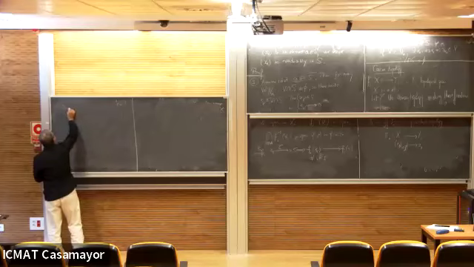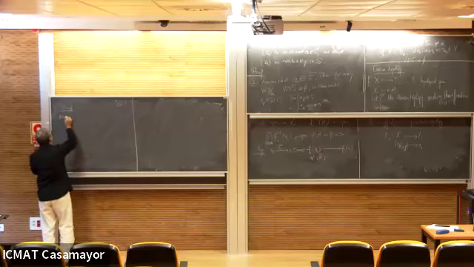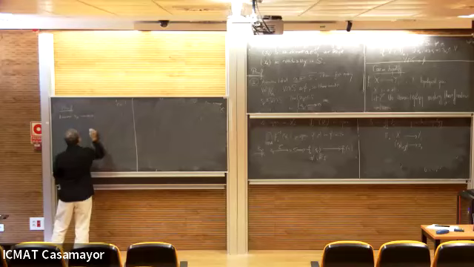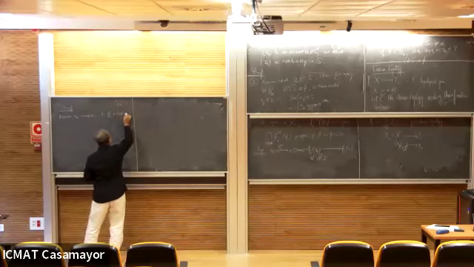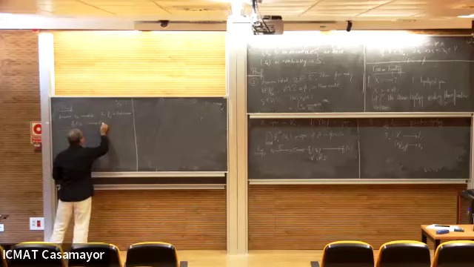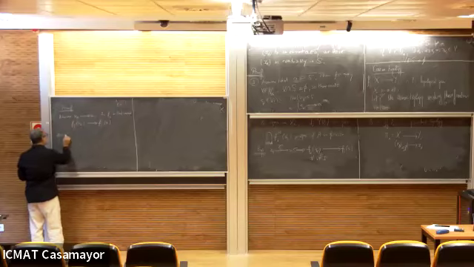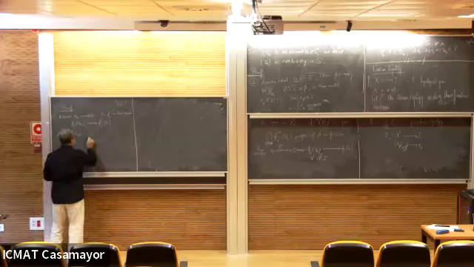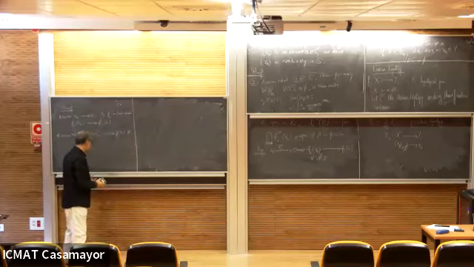The proof. So assume that x alpha converges to x. This is trivial. And as f_i is continuous, as already done, we have f_i of x alpha converges to f_i of x. For the converse, now assume that f_i of x alpha converges to f_i of x for every i. And we want to show that x alpha converges to x.